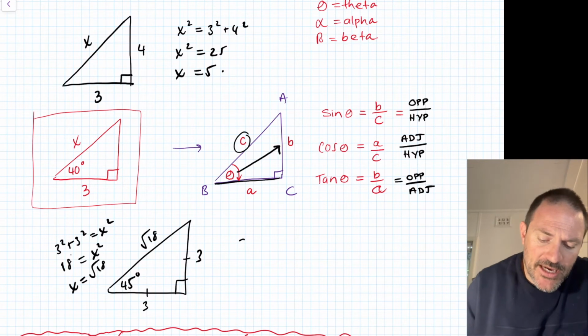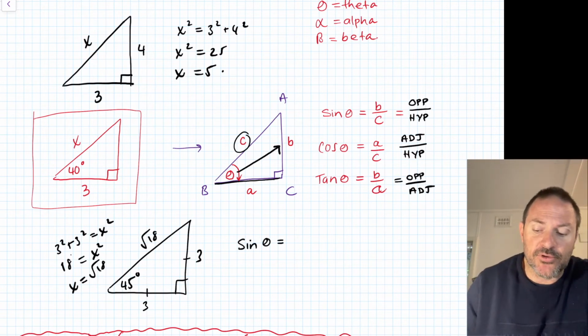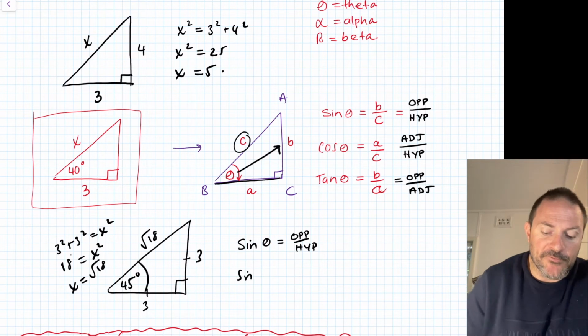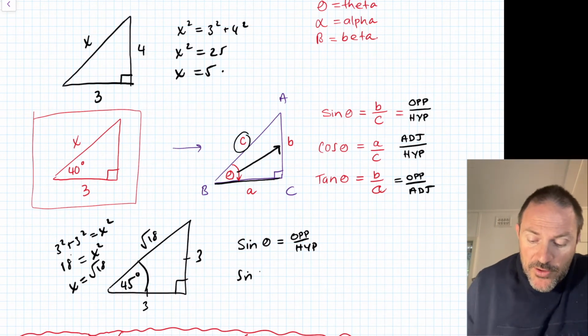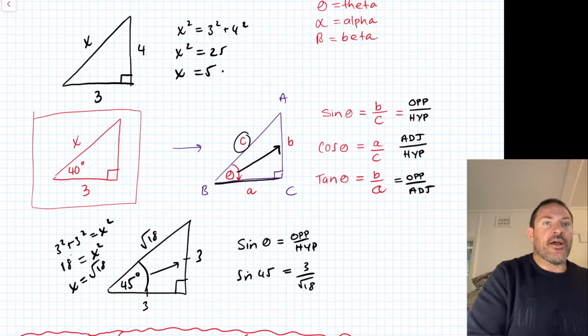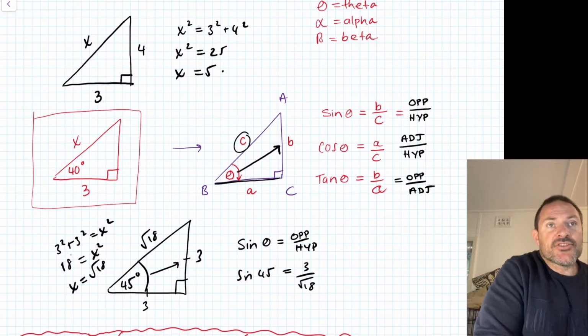So let's say, for example, we find the value of sine theta. Now, the rule says sine theta equals opposite over hypotenuse. In our triangle, we have the 45 degrees there. So sine 45 equals, the opposite is the 3, and the hypotenuse is the root 18. Now, on my calculator, I'm going to type in sine 45 and press equals.